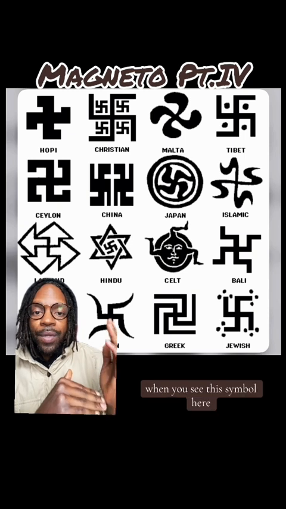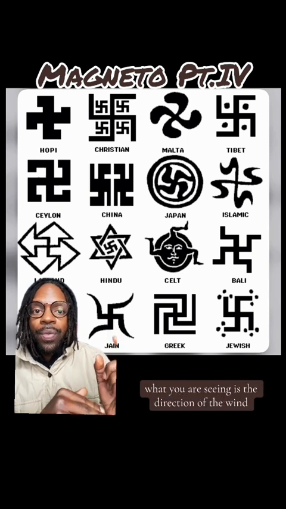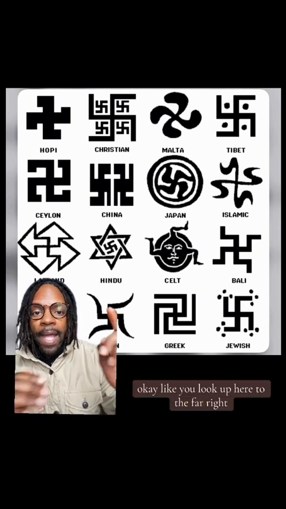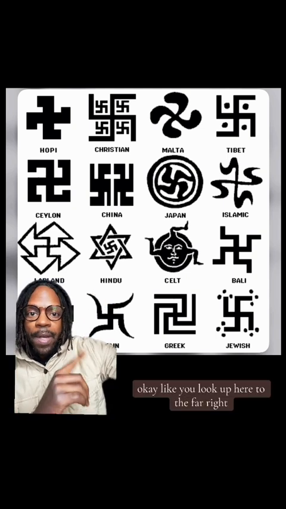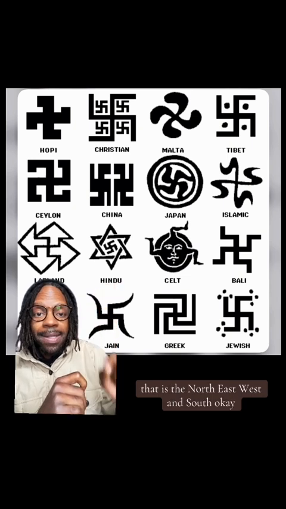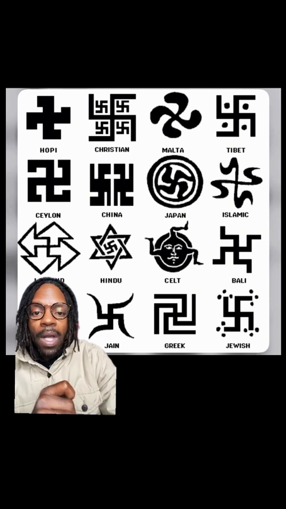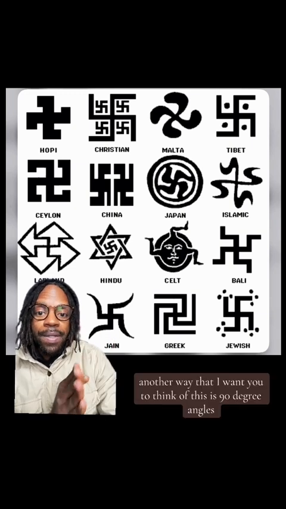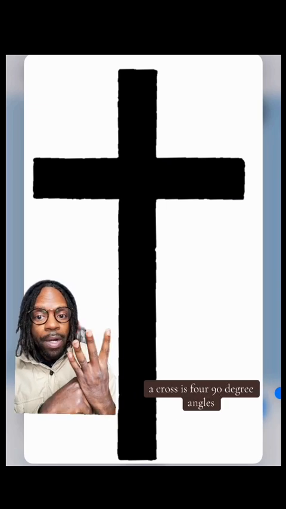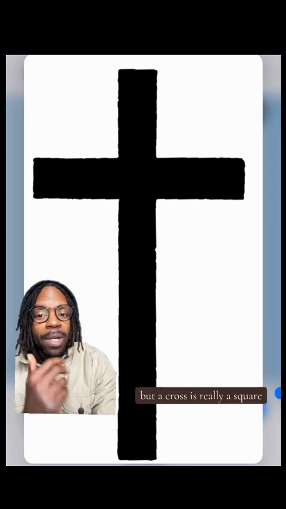When you see this glyph, when you see this symbol here, what you are seeing is the direction of the wind. Okay, like you look up here to the far right, that is the north, east, west, and the south. Okay? Another way that I want you to think of this is 90-degree angles. Matter of fact, when you look at a cross, it is four 90-degree angles. But a cross is really a square. If you know, you know.